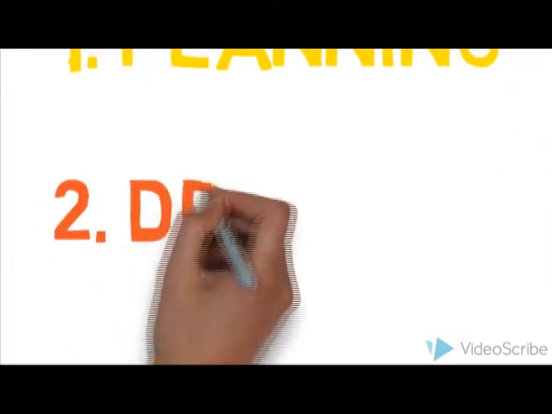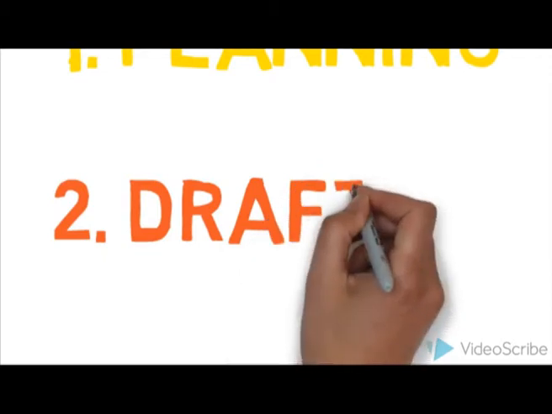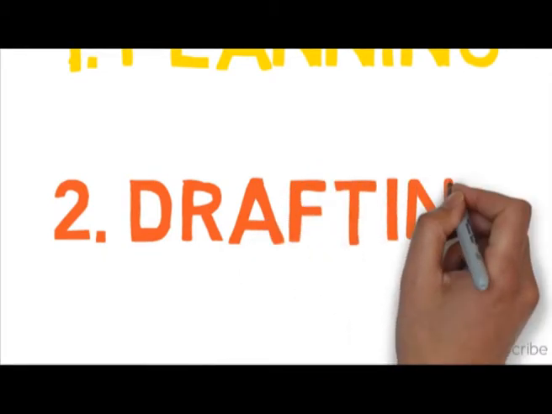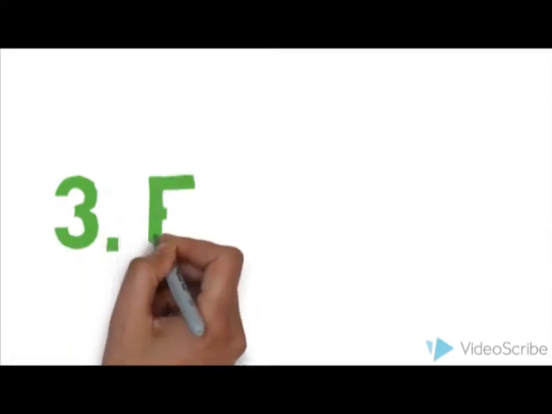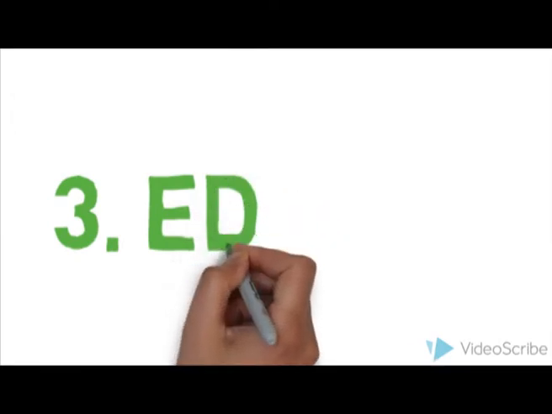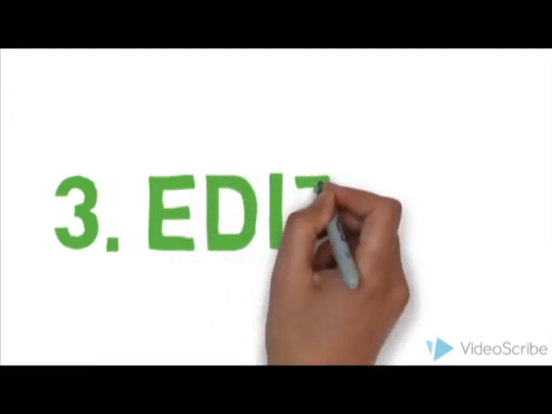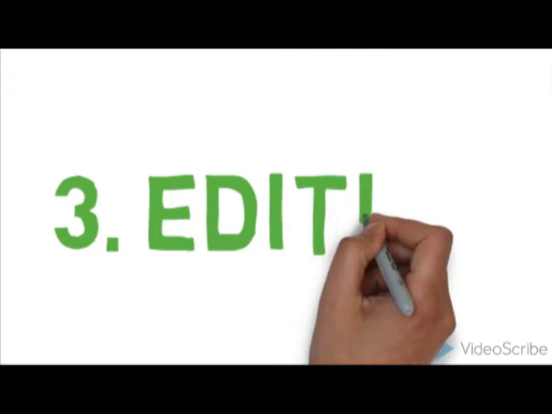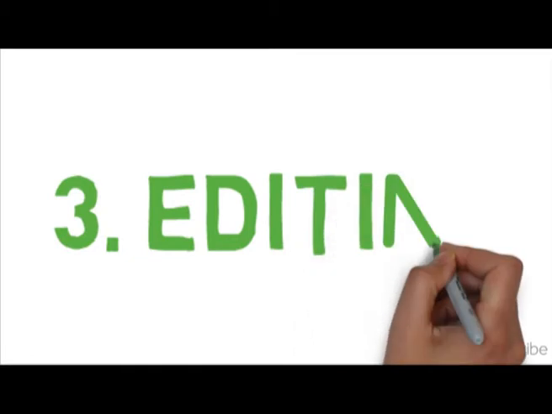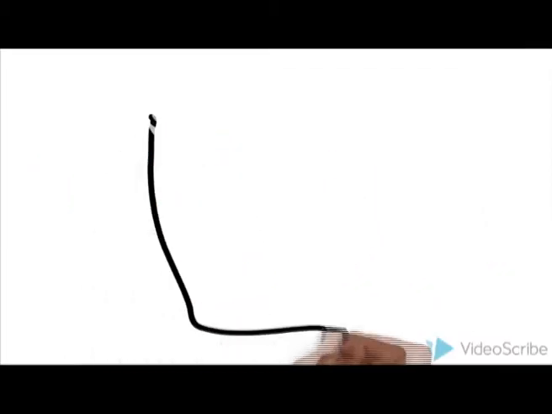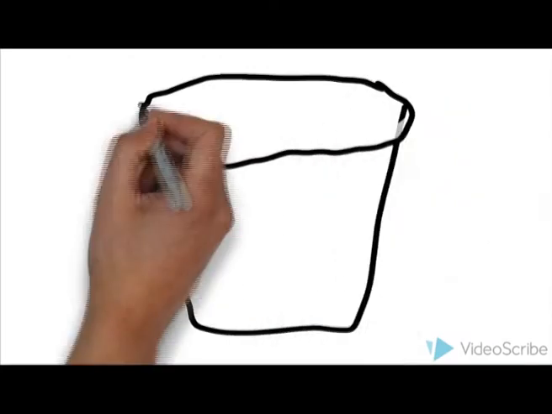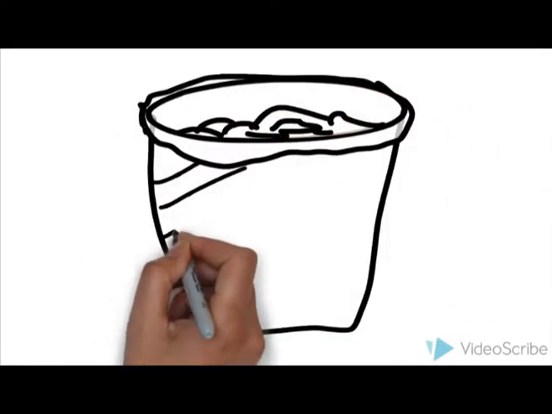The second element of this writing process is drafting, the first version of a written piece. The third element of this writing process is editing, or reflecting and revising. Perhaps the order of the information is not clear. The way something is written is ambiguous or confusing. Move paragraphs. Write a new introduction.